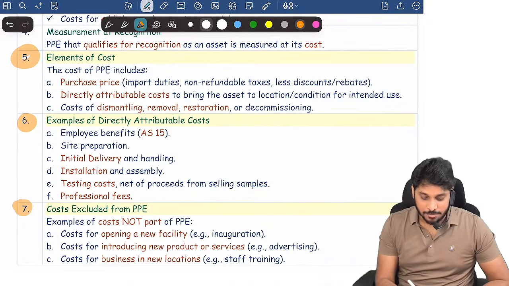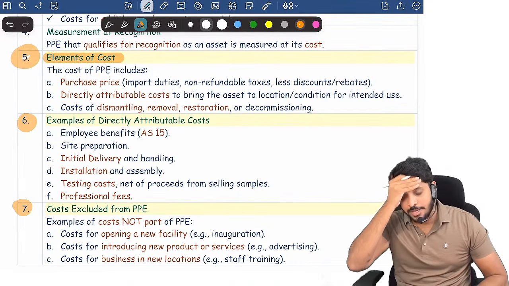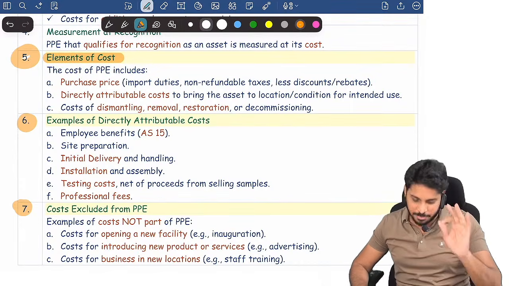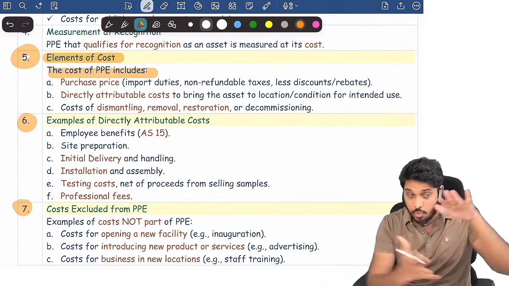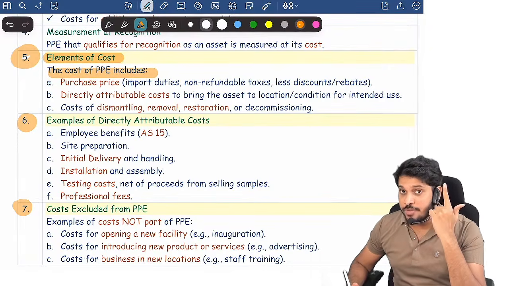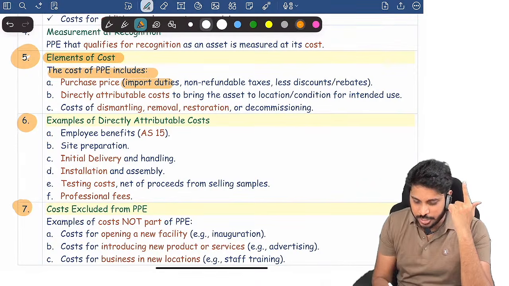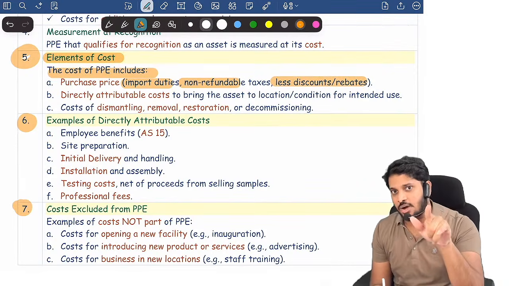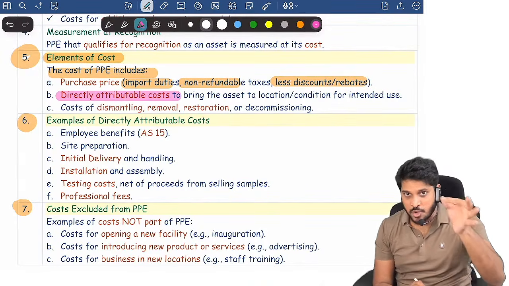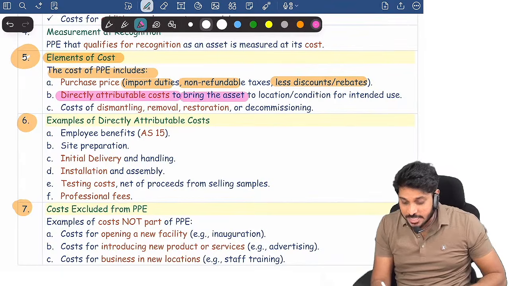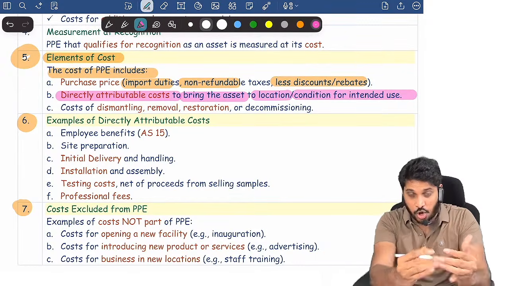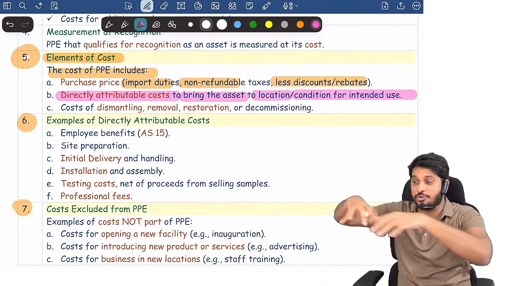They can ask you in the exam, what are the elements of cost that will be included in PPE? Obviously purchase price plus import duty, which is non-refundable. Import duties, non-refundable taxes, less discount, that you should eliminate, from purchase price. And any directly attributable cost to bring the asset to its present location and installation. Any directly attributable cost to bring the imported machinery to the factory.